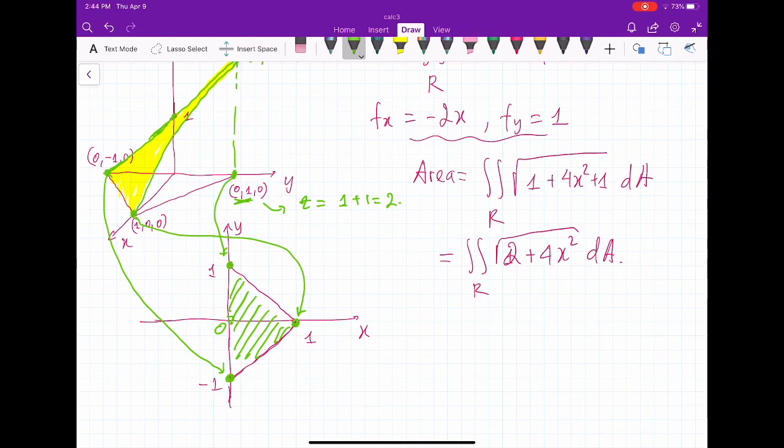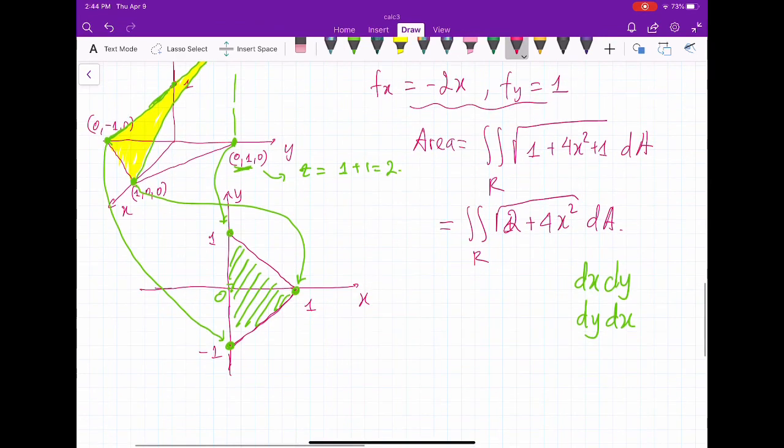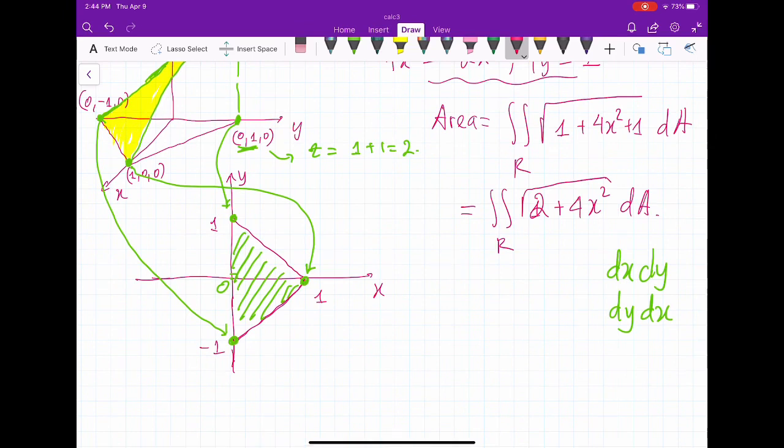In this situation, how do you think? We integrate with respect to x first and then y, or with respect to y and then x? Probably the easiest way is to integrate with respect to y first. That means we have to fix x first. Why? Because if we integrate with respect to x first, that means we have to fix y. So if you want to fix y, you have to draw some horizontal line, right?